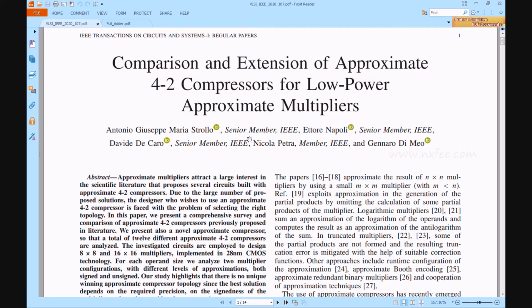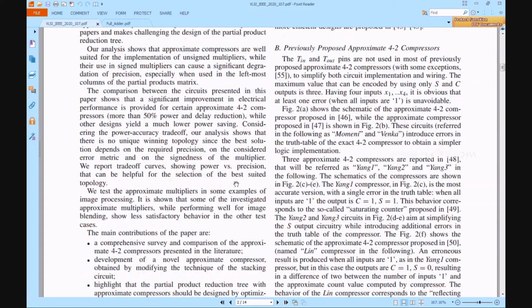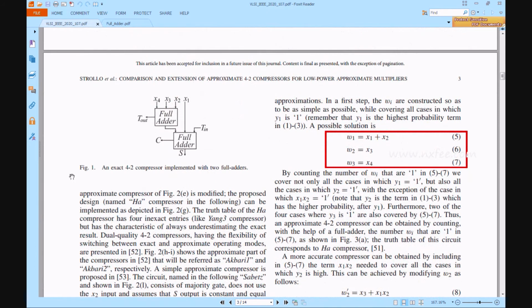So this is the title and this is the abstract of the base paper, and this is the figure 1 architecture. It contains an exact adder. It has two full adder circuits. It has 4 inputs x1, x2, x3, x4. The 3 inputs will be given to one full adder, and the t in, x1 and the first full adder output will be given to another full adder.